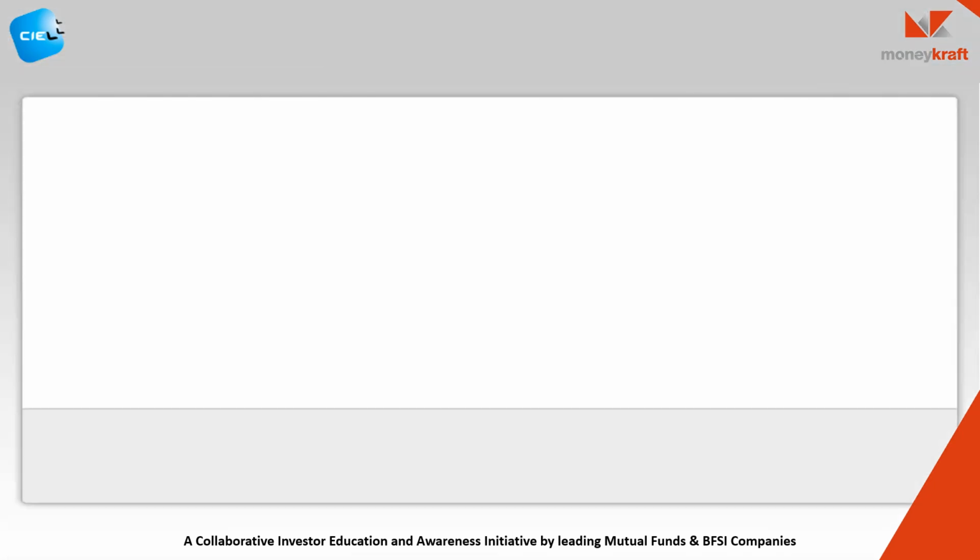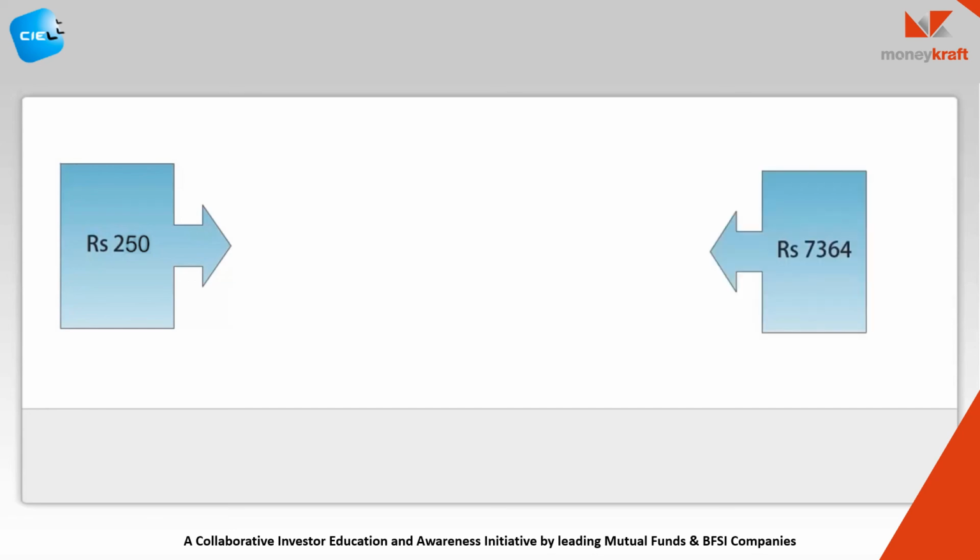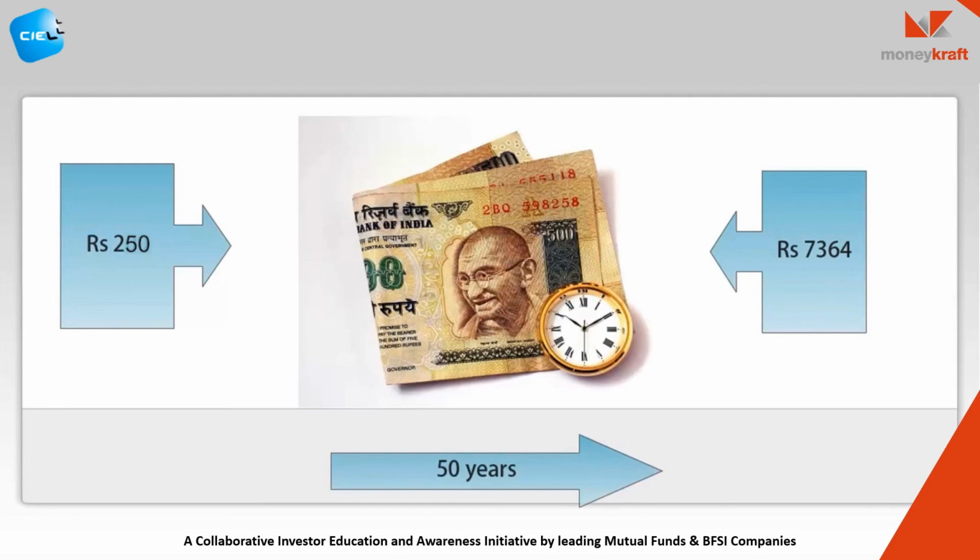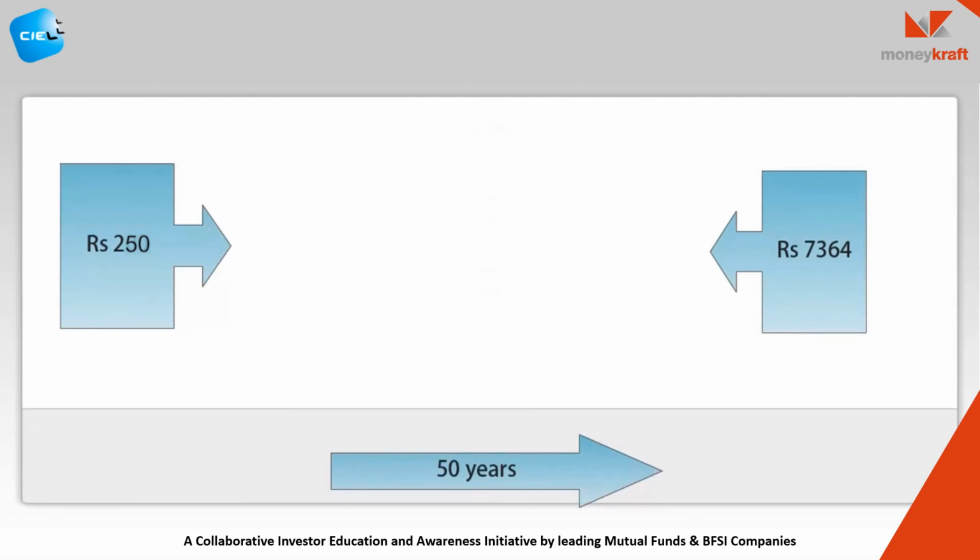While you are at it, you will realize that if you paid 250 rupees for your breakfast today, and if you face the same inflation rate, your breakfast would cost you 7,000 rupees 364 after 50 years. How's that for time value of money?